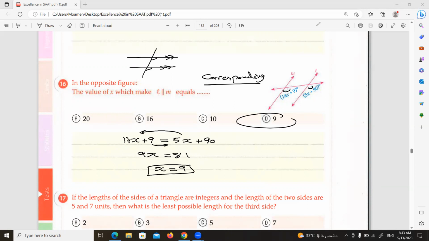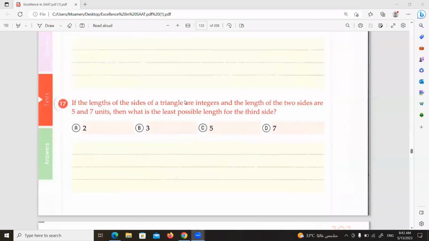We're going to number 17. In number 17, if the lengths of the sides of the triangle are integers and the lengths of two sides are 5 and 7, then what is the least possible length for the third side? This is a problem from the GAT exam. We just need to get the third side if we have two sides of the triangle. To get the third side, I name it x and make like this: here the addition, the plus, and here the minus.